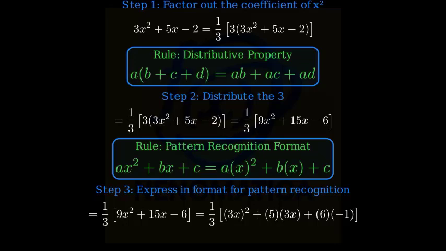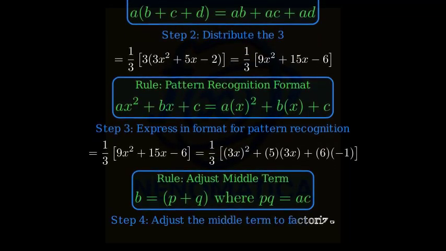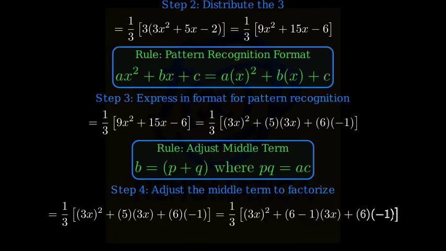For our fourth step, we need to adjust the middle term to fit a perfect factorization pattern. We'll rewrite 5 as 6 minus 1 to help us factor. So our expression becomes 1/3 times the quantity 3x squared plus 6 minus 1 times 3x plus 6 times -1.